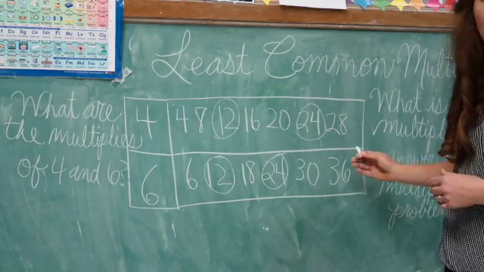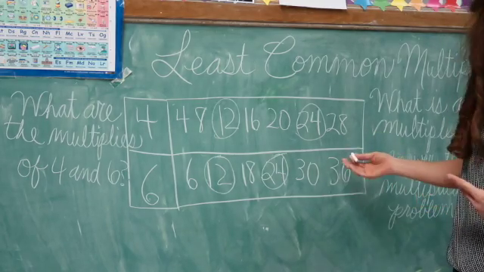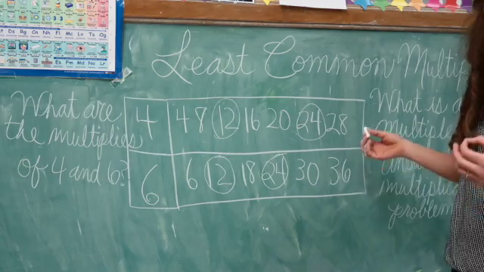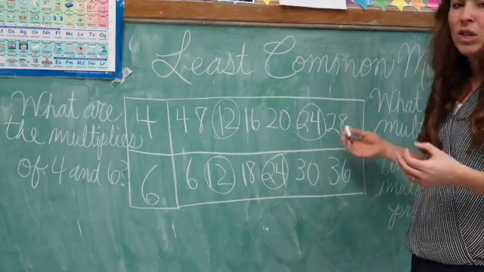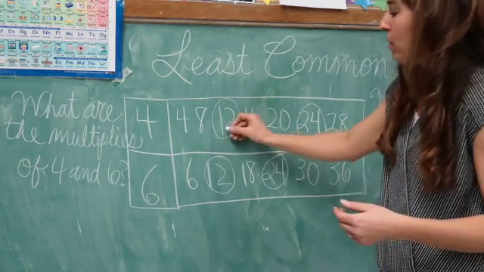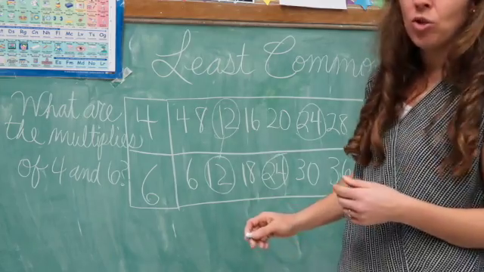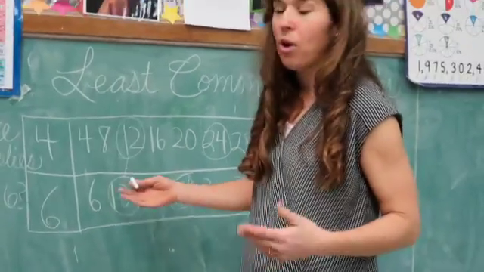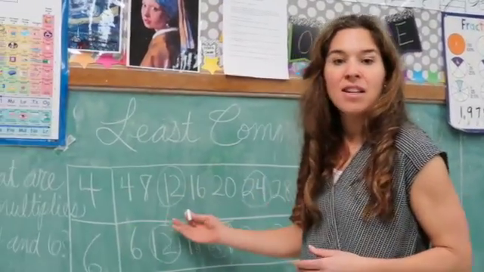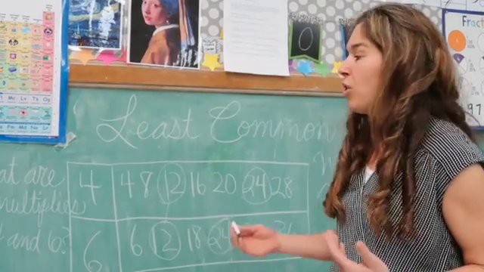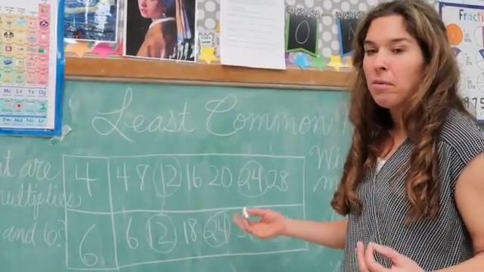Sometimes you have to go higher, sometimes you don't. In this case, we are looking for the least common multiple. So which one is the least? Well, it would be 12. So the answer to find the least common multiple of 4 and 6, the answer would be 12. So you're going to go about these problems in the same way.